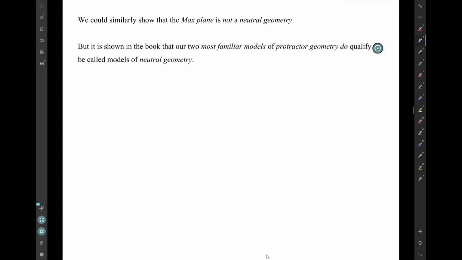We could similarly show that the max plane is also not a neutral geometry. But it's shown in the book that our two most familiar models of protractor geometry do qualify to be called models of neutral geometry.